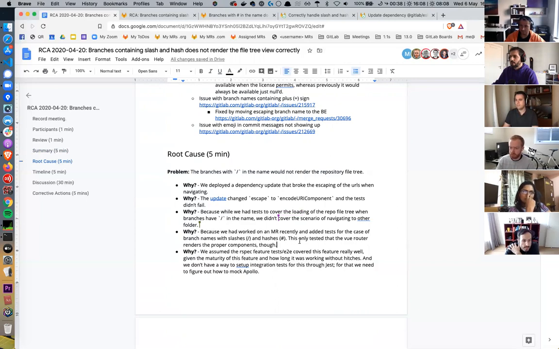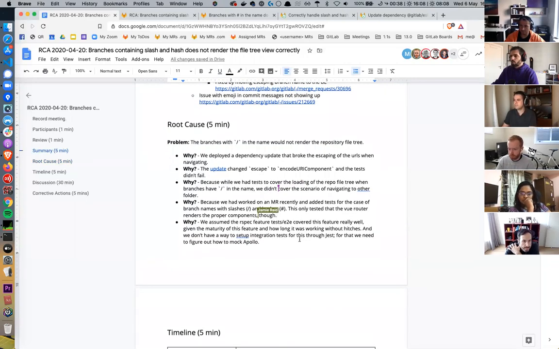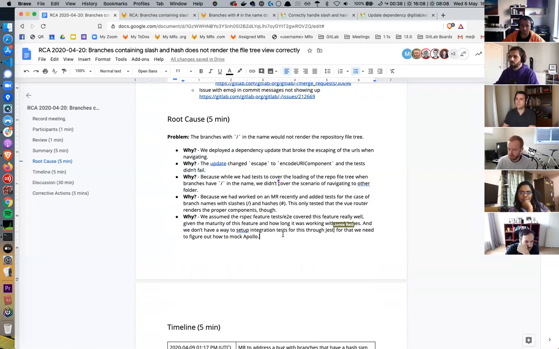So why did we only do that? We assumed the RSpec feature test and end-to-end tests covered this feature really well, given the maturity of this feature and how long it was working without hitches. This is referring to how long we've had the repository browser on GitLab. That's in the years timescale. Another factor is that we don't have a way to set up integration tests for this through Jest yet. For that, we need to figure out how to mock Apollo, which is something that we're looking into.